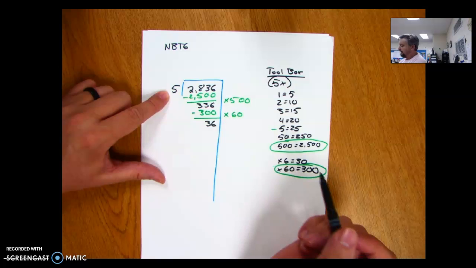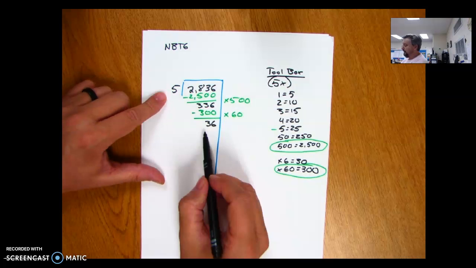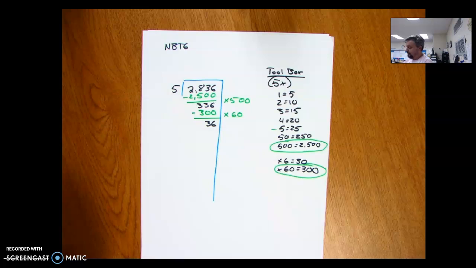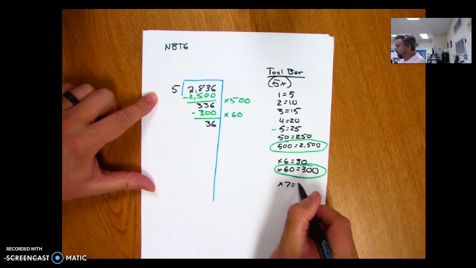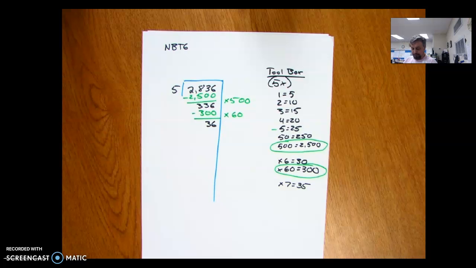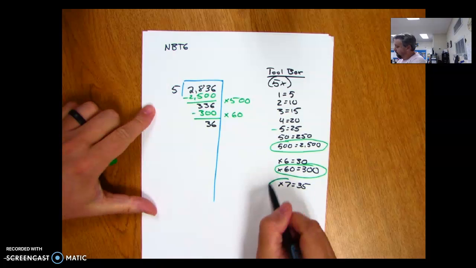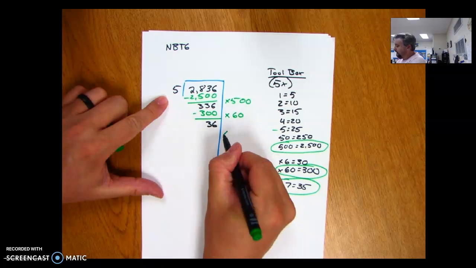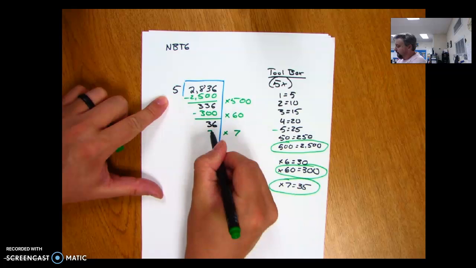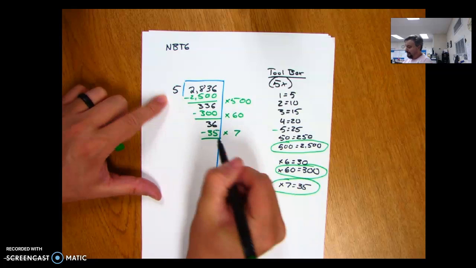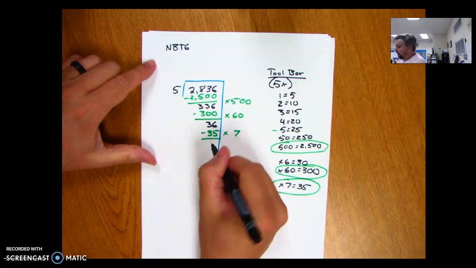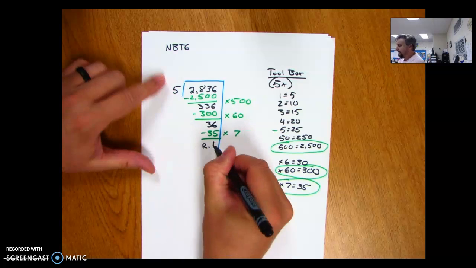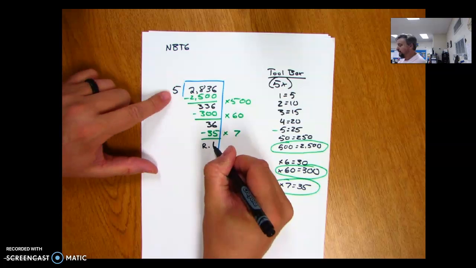So when I pull my 300 out, that's really saying that I'm subtracting 5 out 60 different times. So as I continue down, I have 5 times what number will get me to 36, or at least close to it. And that is going to be 5 times 7 equals 35. When I subtract that out, I will have a remainder of 1. And that's workable, because the remainder must be either 0 or smaller than our divisor.